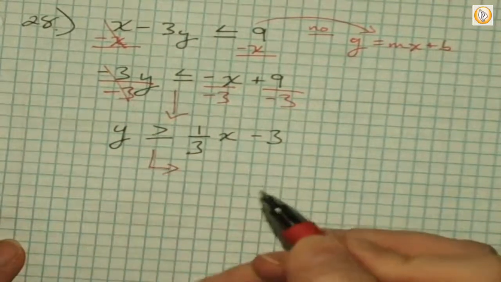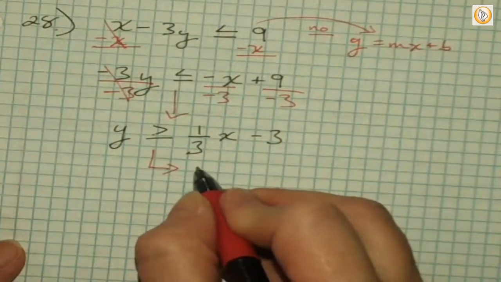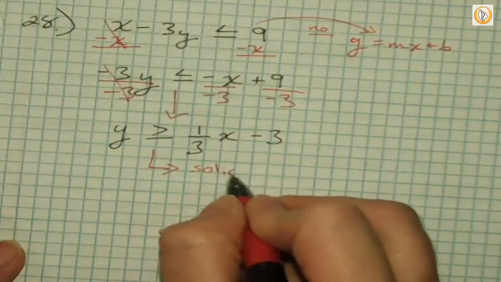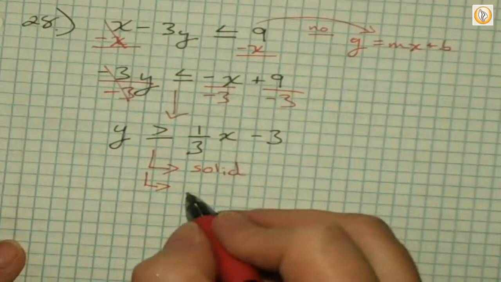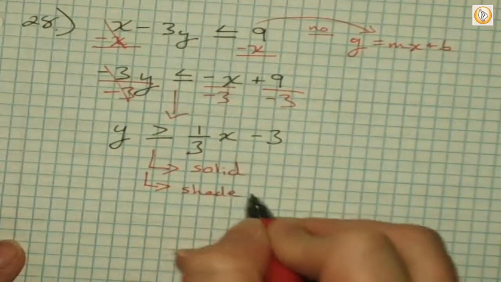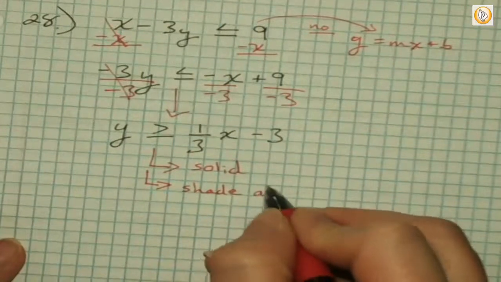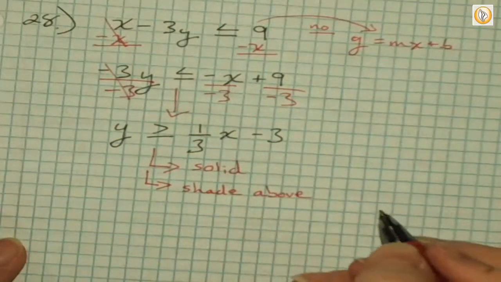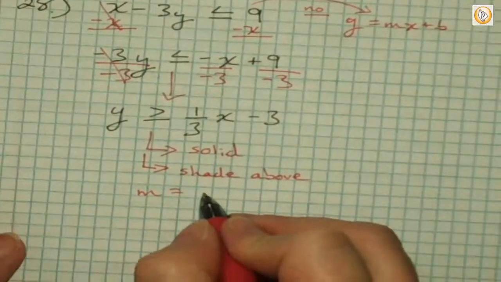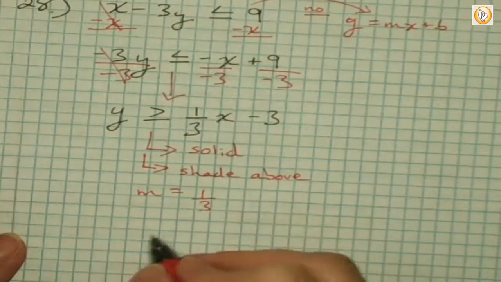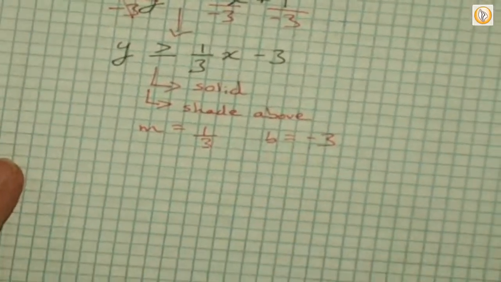Joanne, solid or dashed line? It's going to be a solid. Very good. Taylor, shade above or below? Above. Very good. What is my slope, Cecilia? 1 over 3. And Emily, what's my y-intercept? Very good. So now I graph it.